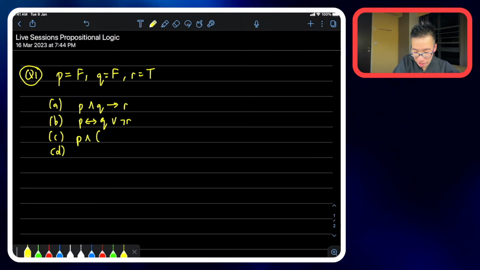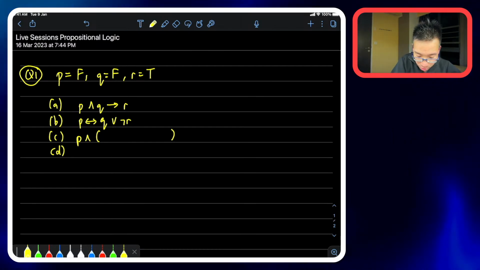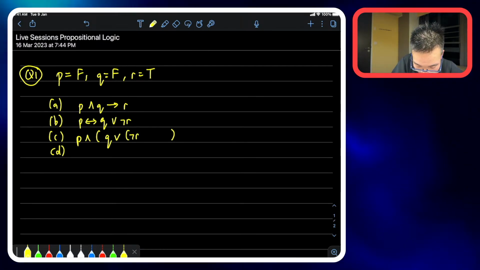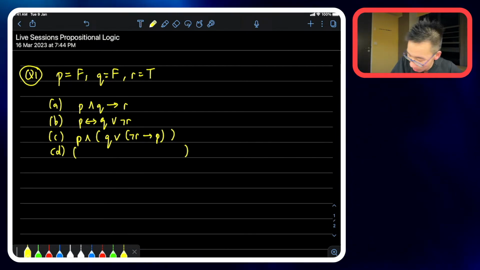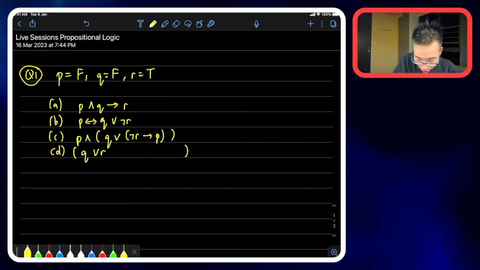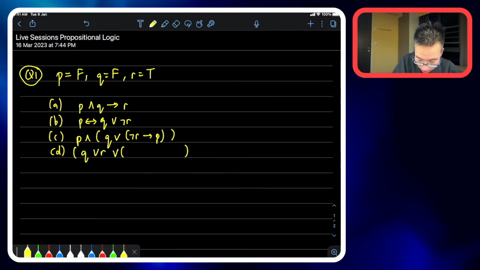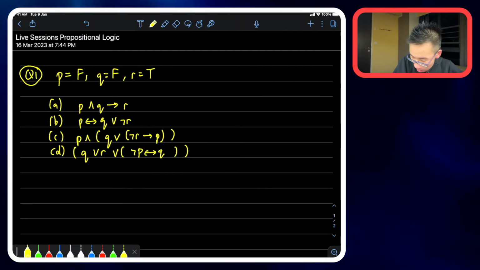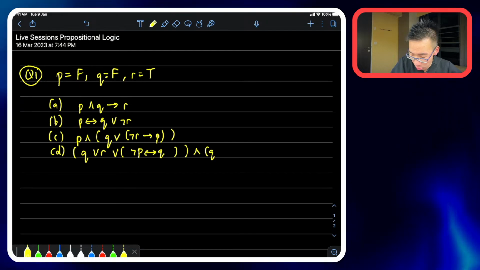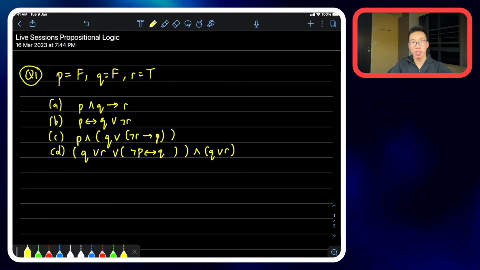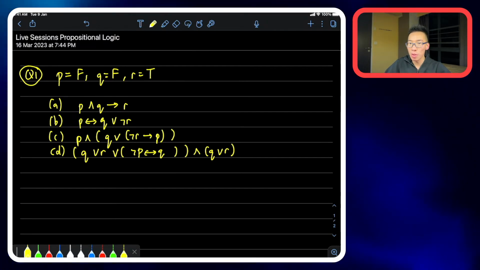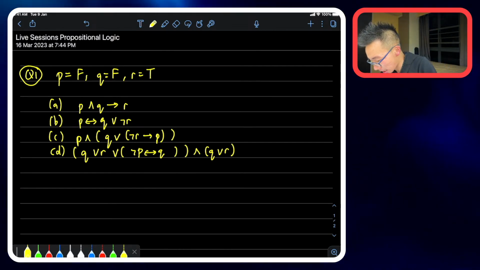P and this long expression, which we're going to write this way, and the last one, which is even longer, which looks a little bit like this, Q or R, or this expression here, and Q or R. We want to determine whether each of these propositions are true or false. A proposition is a statement that's either true or false, and we know some operations on propositions. So let's look at the first one.